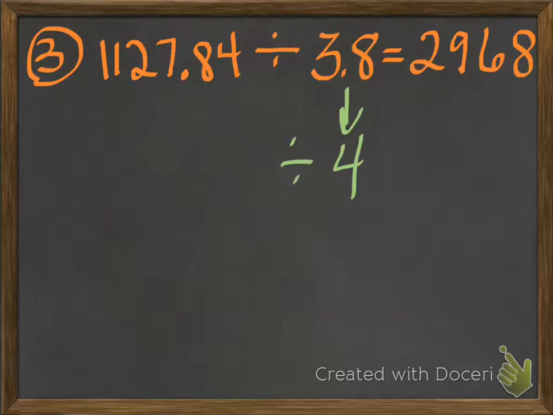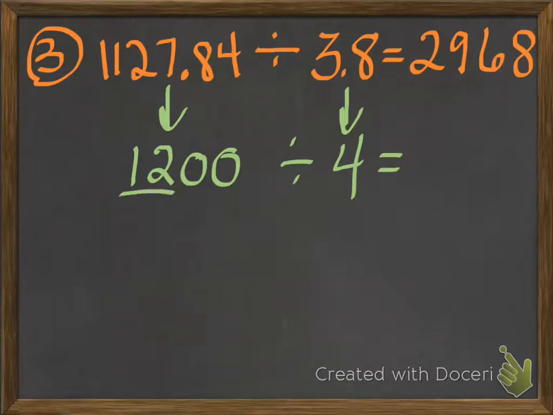And 1,127.84, that's hard for me to think of in my head, so I'm going to round it to a compatible number, 1,200. Now this one's not too hard because I know that 12 divided by 4 is 3. Then I'm going to annex those zeros, add them on the end. So my answer is going to be kind of close to 300.